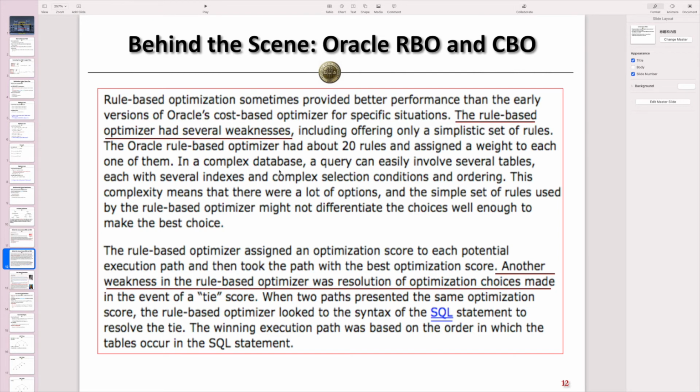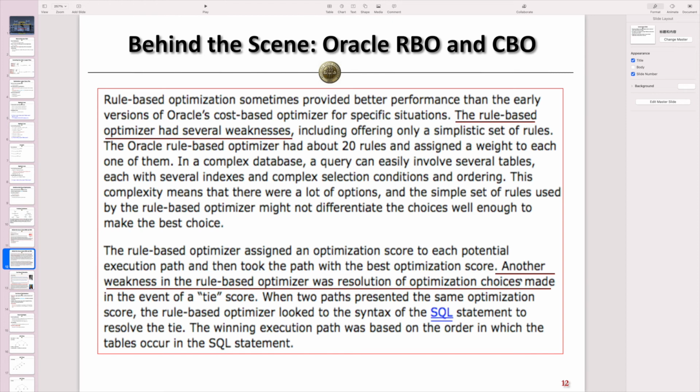In a complex database system, a query can easily involve several tables, each with several indexes, complex selection conditions and ordering. This complexity means there are a lot of options, and the simple set of rules used by the RBO might not differentiate the choices well enough to make the better choice. Because of these complex situations, the RBO cannot be used anymore. Therefore, people turn to the CBO instead.